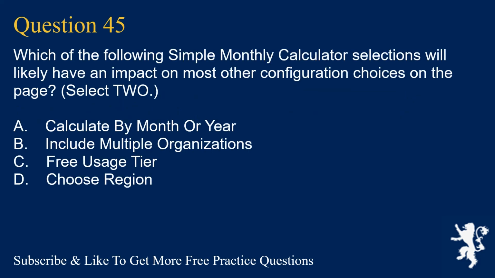Question 45. Which of the following simple monthly calculator selections will likely have an impact on most other configuration choices on the page? Select 2. A. Calculate by month or year. B. Include multiple organizations. C. Free usage tier. D. Choose region.